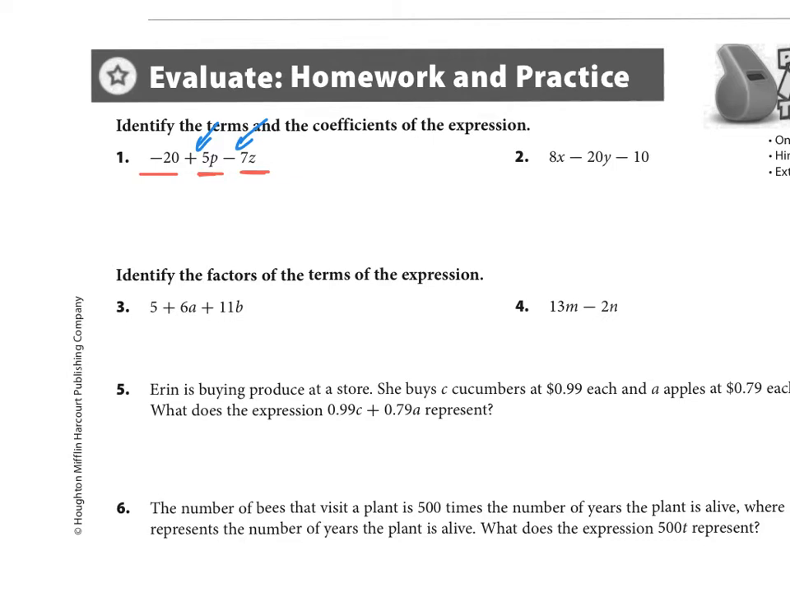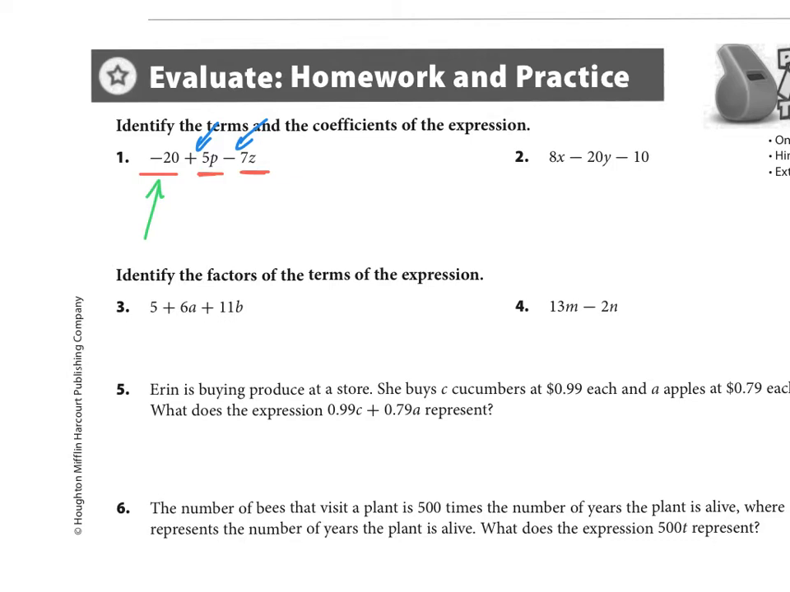So what do we refer to as the negative 20? That's referred to as a constant. It is a number that does not have a variable. So a number by itself is called a constant. A number that's multiplied times a variable is referred to as a coefficient. Okay, let's go down to problem number 3 now.